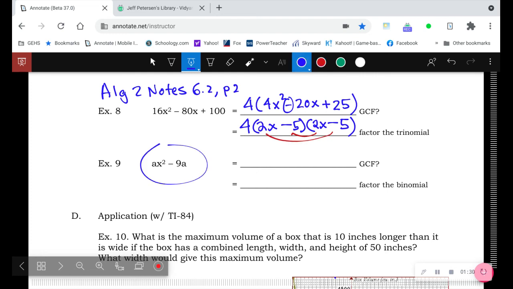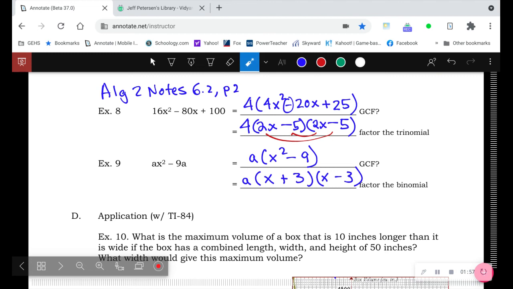Okay, the next one, example 9, has a common factor of that a. You'll pull that out and you get x squared minus 9. This is the pattern I taught you where you have a difference between two perfect squares. We call it a difference of squares problem, and they always factor with a plus and minus sign. You take the square roots, so x times x and 3 times 3, and that finishes it.